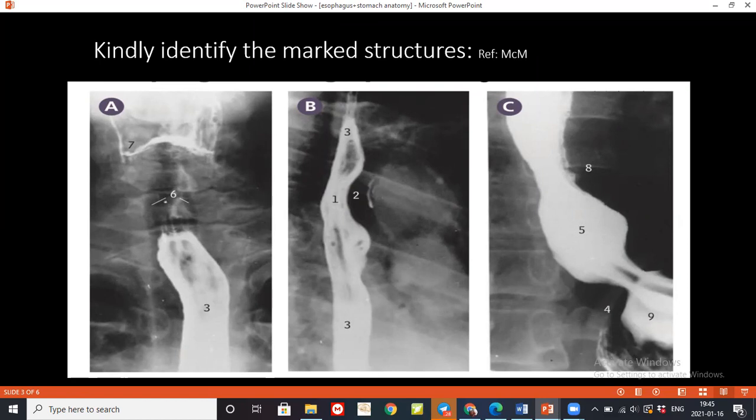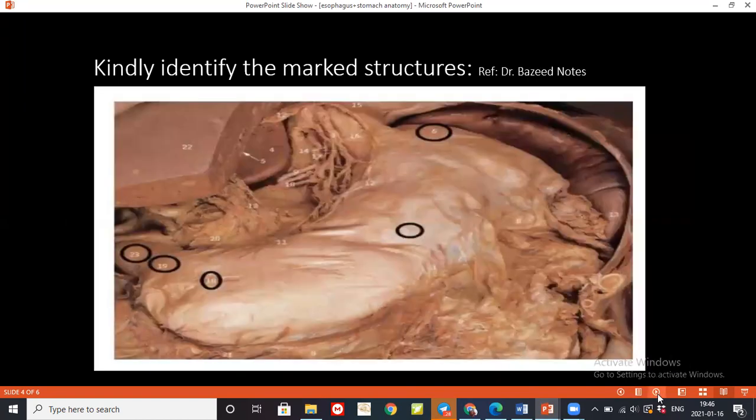Okay, good. Can you please tell me what would be the management if there is esophageal carcinoma in the lower part? After history and examination, I will do some investigations. I will do CT or MRI for staging. Then I will discuss it in the surgical MDT. Yes. What is the surgical procedure that is done?